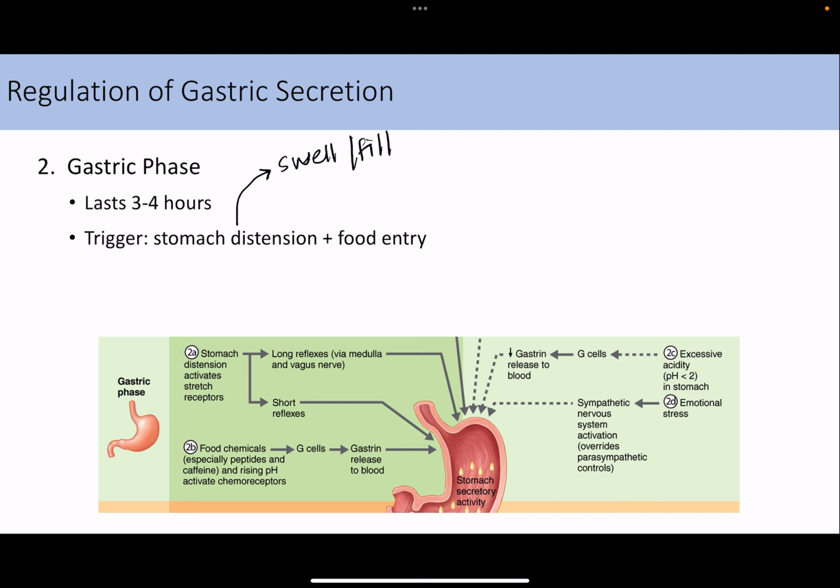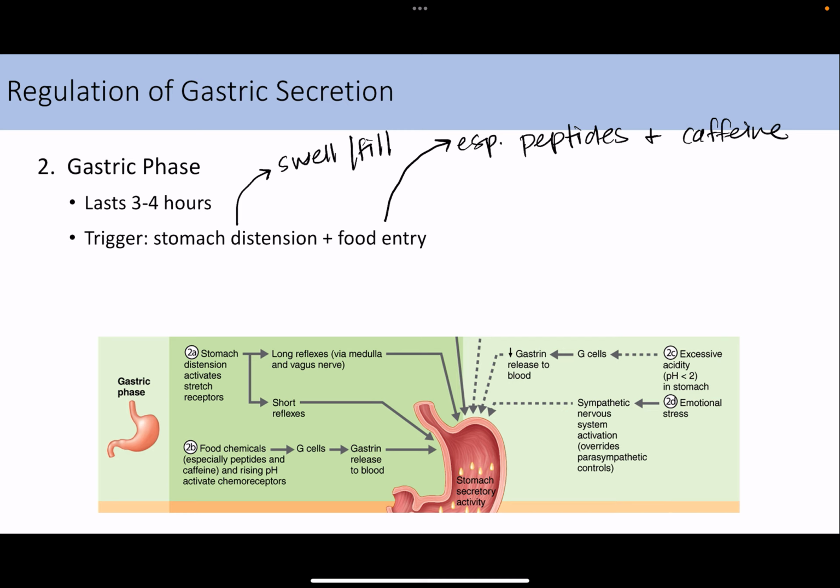What are the kind of receptors that would detect stretching of the stomach? Mechanoreceptors. So this phase is triggered by the stretching of the stomach as well as food entry. And so the food entry, this is especially true for peptides, which are proteins, and caffeine, are big triggers of this phase.